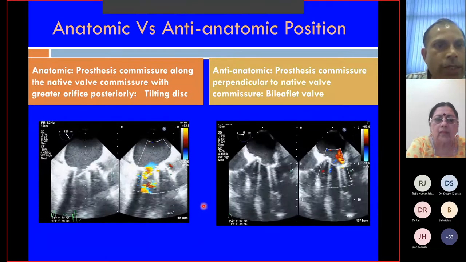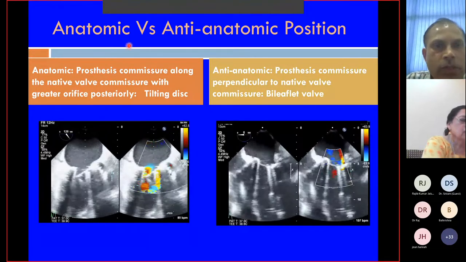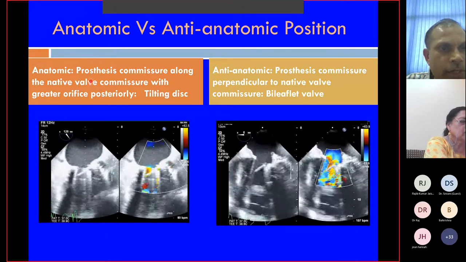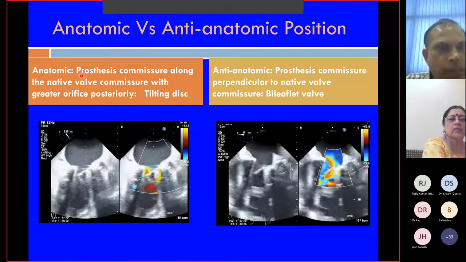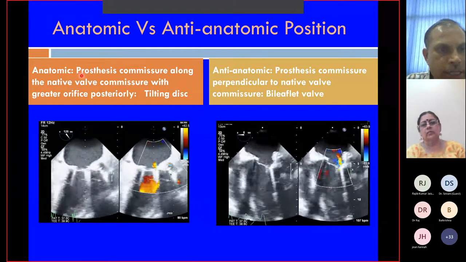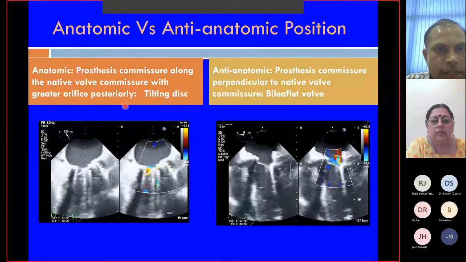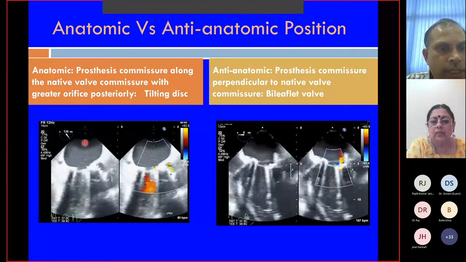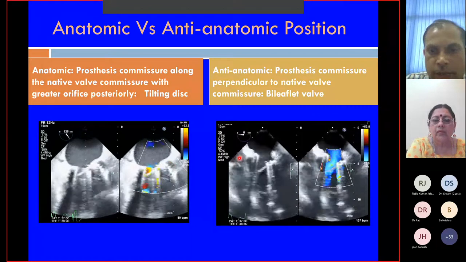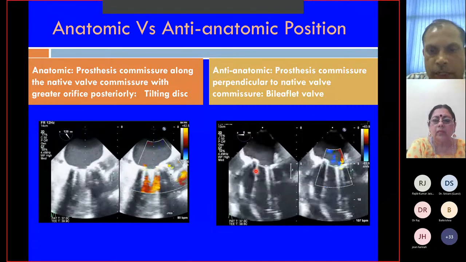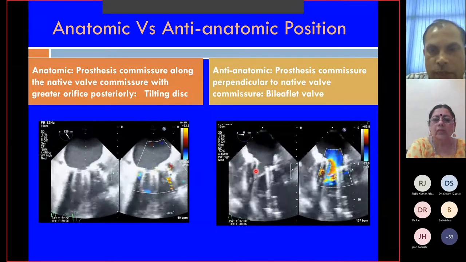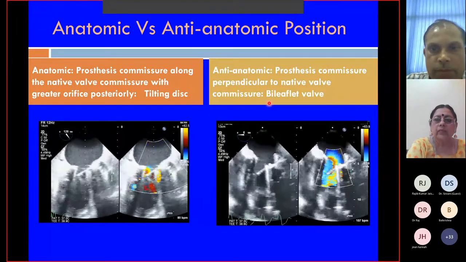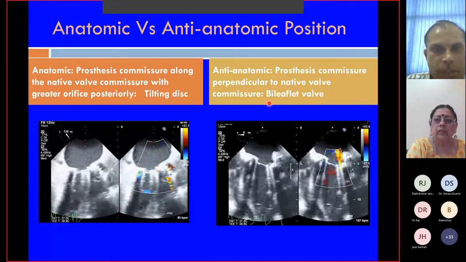Now we should look at whether a valve is positioned in anatomic position or anti-anatomic position. Anatomic position is when you implant the prosthesis commissure along the native valve commissures, and the greater orifice in case of a tilting disc valve should be on the posterior side. If it is on the posterior side, it is anatomic, while when it goes to the anterior side, it becomes anti-anatomic position. Or in case of a bileaflet valve, the prosthetic commissure is perpendicular to the native valve commissures.